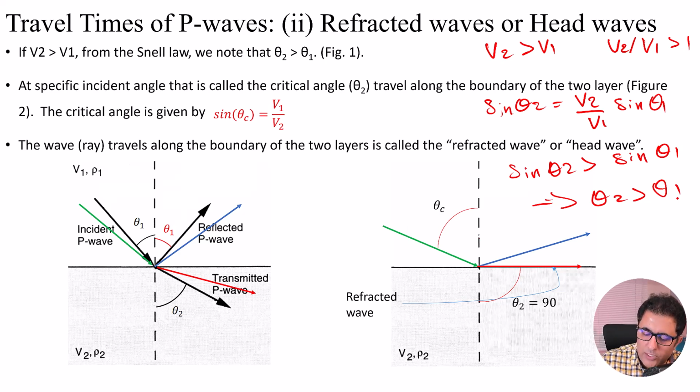In other words, as we increase the incident angle, at the same time the transmitted angle becomes larger and larger, and at a specific angle, the transmitted angle becomes a right angle perfectly, and that angle is called the critical angle. In such a scenario, the transmitted wave travels along the boundary between the two layers.